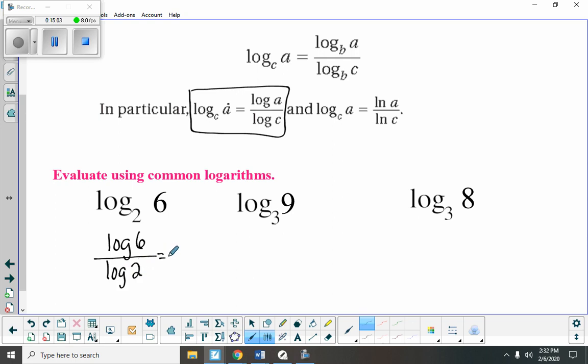Just some notes when you type it into your calculator. If you're using the app or the Texas Instruments TI-30X2S, you would type in log 6, and then you'd have to put the closing parenthesis, and then hit divided by log 2. You should get 2.58. So it's approximately 2.58, and I'll go 3 places.